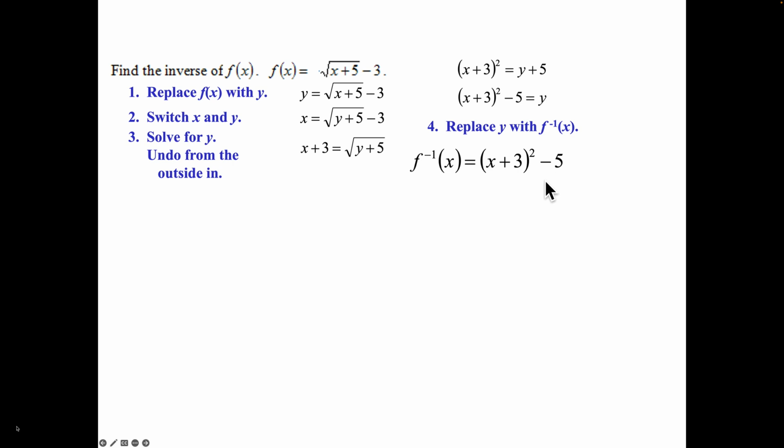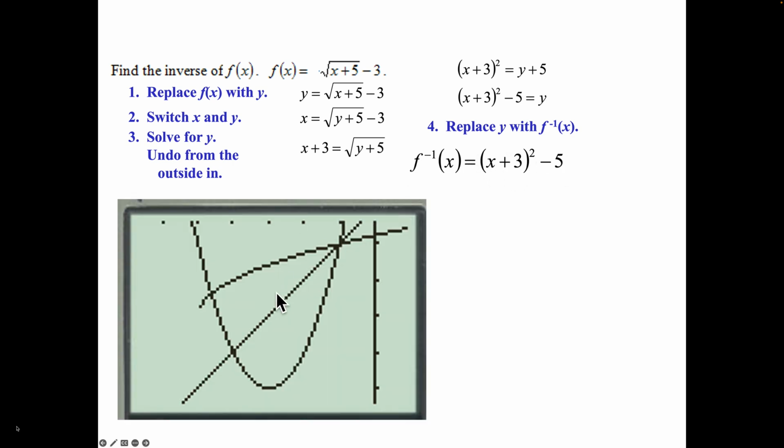Good. I do all that. And then all of a sudden it says minus 2. I lost 2 points. Here's the problem. You wrote down a parabola, which we have not proven to be a 1-to-1 function yet. So I went to my calculator. I typed in y1, the square root of x plus 5 minus 3. I typed in my inverse function, and I typed in y equals x.